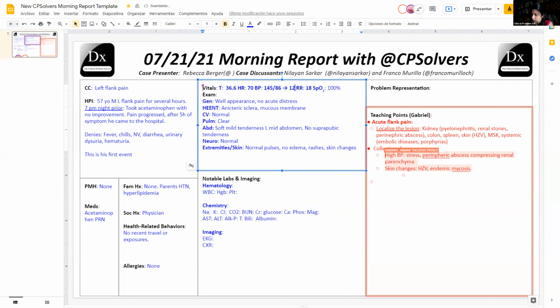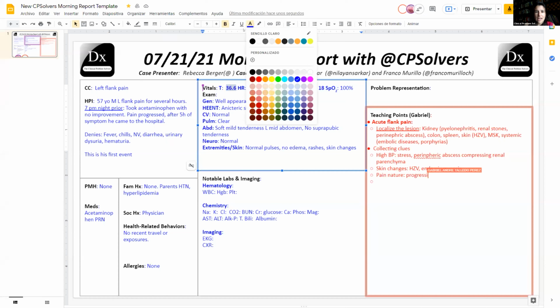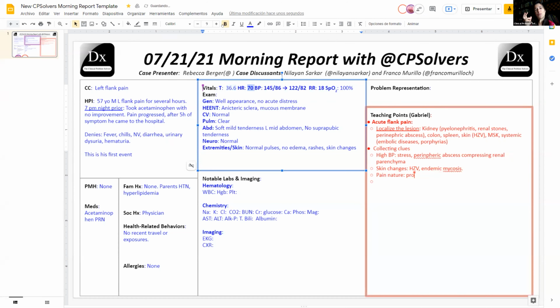I completely agree. And I think both of you make wonderful points, advancing the case forward and refining the differential diagnosis we have with a largely anatomic approach. Nilayan, I want to build on what you said about the vital signs. I really appreciated that Rebecca said the blood pressure was 145 over 86, and on recheck, it was 122 over 82. So the mild hypertension did improve. But it's also a reminder that although we report vital signs as if they're a set of variables that are constant until we check them again, in fact, they're quite continuous.